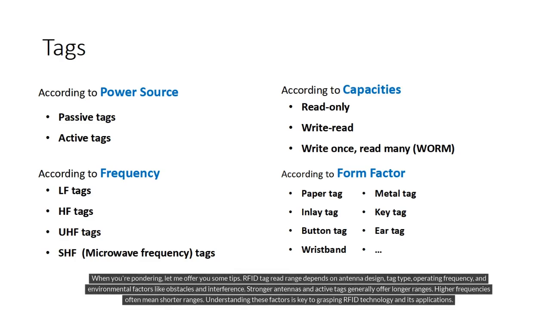RFID tag read range depends on antenna design, tag type, operating frequency, and environmental factors like obstacles and interference. Stronger antennas and active tags generally offer longer ranges. Higher frequencies often mean shorter ranges. Understanding these factors is key to grasping RFID technology and its applications.